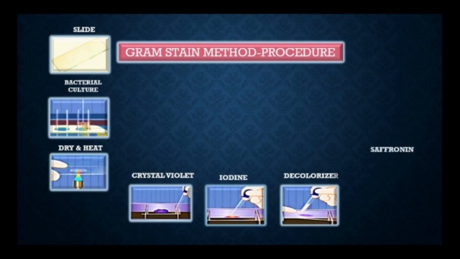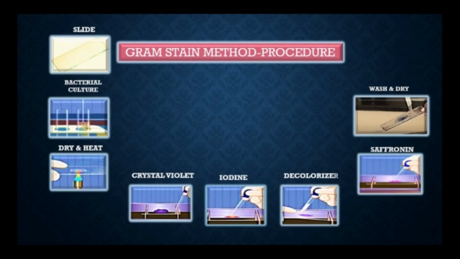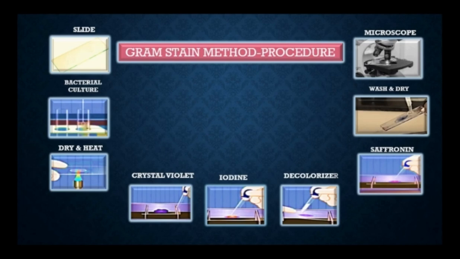After that, the secondary stain is added, then wash it and dry it. After that, you can observe the slide under the microscope. You see that the cells which appear with crystal violet color are called gram positive cells. The cells which appear with pink color are called gram negative cells.